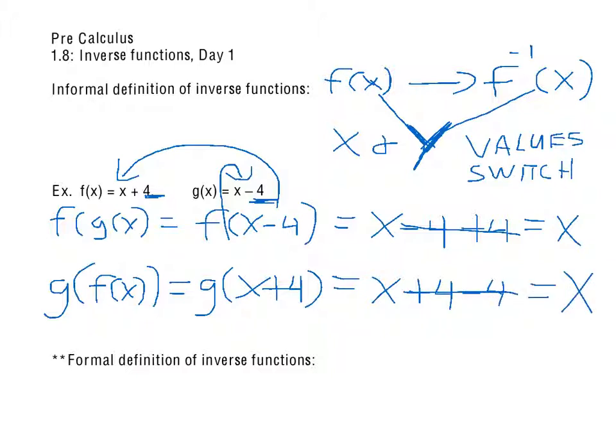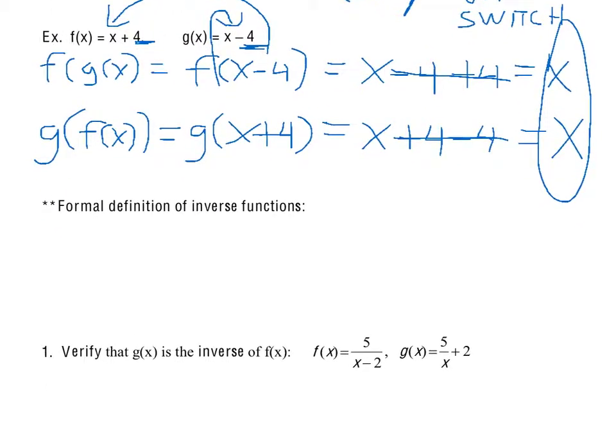You're going to see that when you have two functions that are inverses of each other, whenever you do FOG and GOF, if f and g are inverses of each other, they always equal x. Now that is the formal definition. So let's put this down for the formal definition.